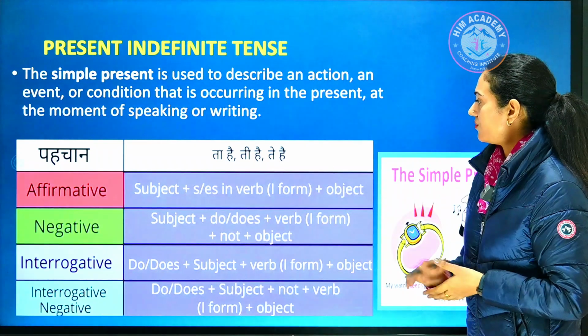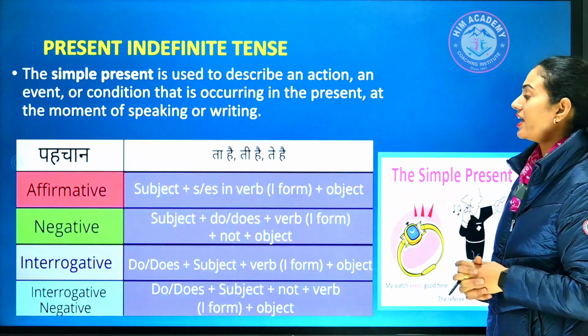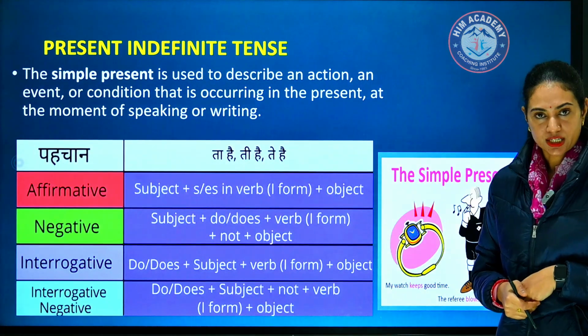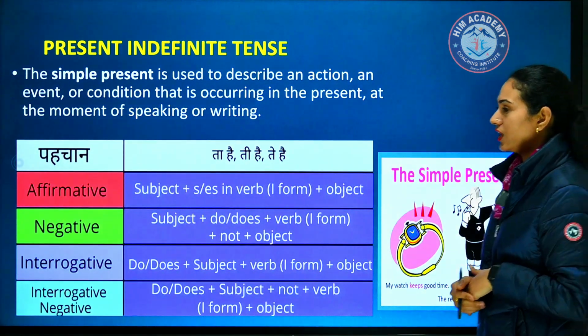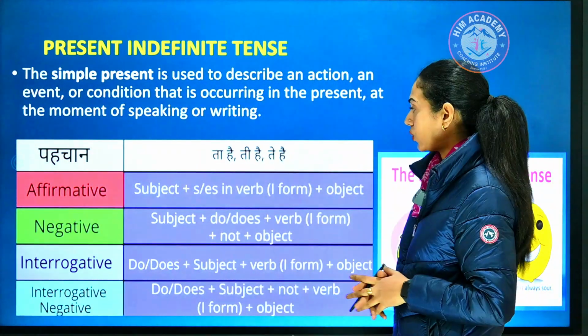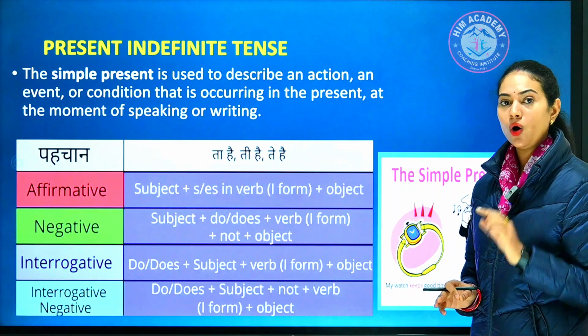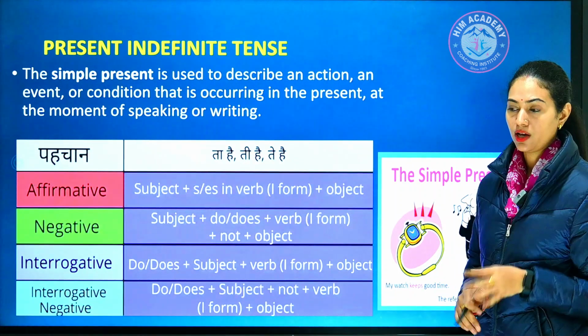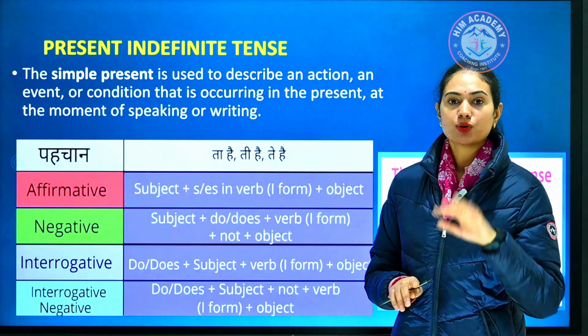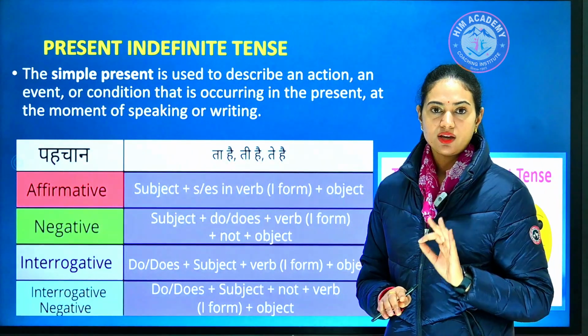So in affirmative we say subject with s or es in verb, first form of verb plus object. S or es is used with third person singular always, not with everything, but we use s or es with verb only with third person singular. With first person, second person and third person plural, we do not use s or es with any verb in the sentence.